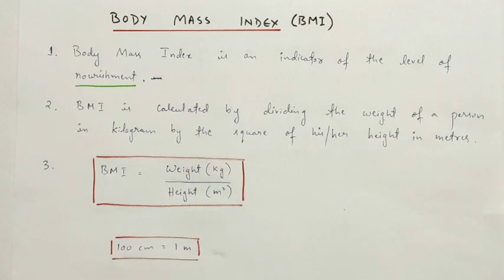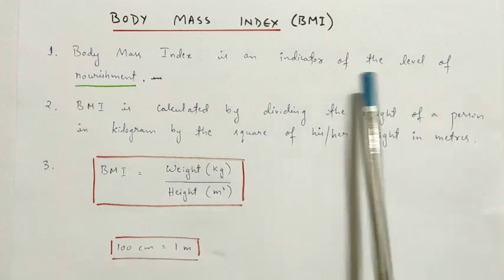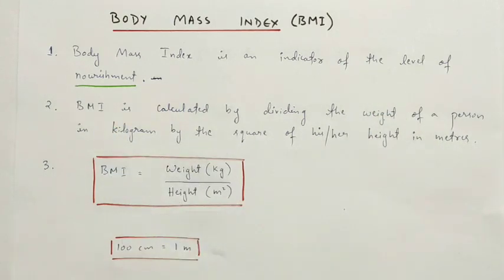Body mass index is an indicator or a value of the level of nourishment. It calculates whether a person is properly nourished or not. They can be categorized as underweight, normal, and overweight. In other words, it can be undernourished, nourished, and overweight.